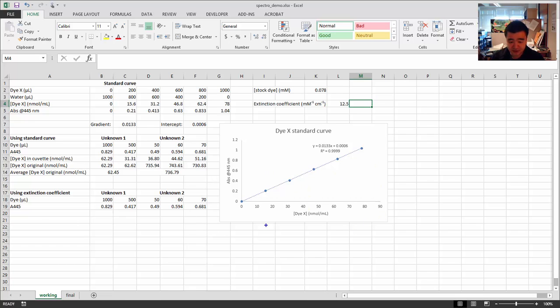So using the extinction coefficient, we can also work out the concentration of the dye. The extinction coefficient is 12.5 per millimolar per centimeter, and we have A equals ECL. Remember, L is 1 centimeter, E is the extinction coefficient, concentration is what we want to work out, absorbance is what we know. Okay, so we know these absorbances. Therefore, we can say the concentration is equal to absorbance over extinction coefficient times the path length of the cuvette.